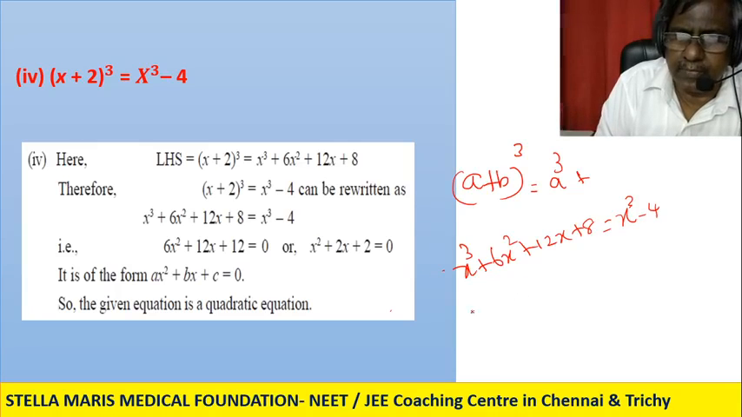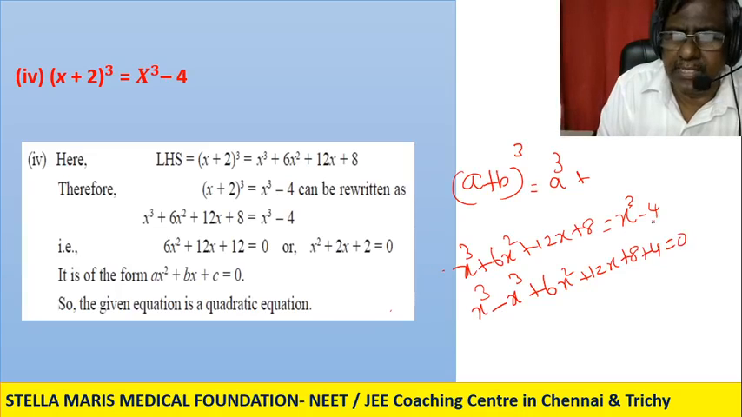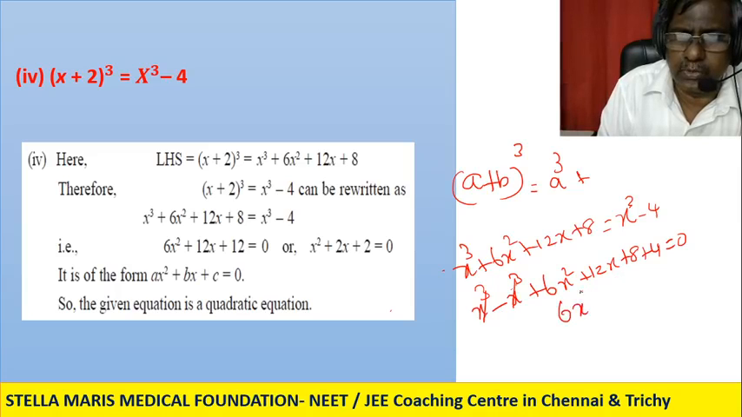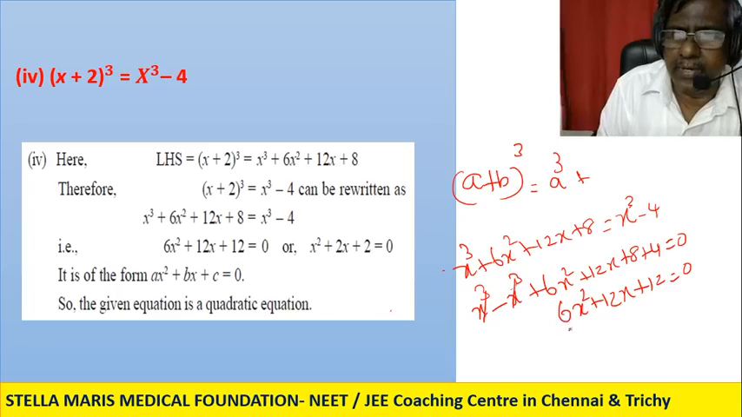So bring all the numbers here. That will be x cube minus x cube, then plus 6x square plus 12x plus 8 plus 4 is equal to 0. So I'm bringing this x cube and minus 4 to this side. So now this x cube will get cancelled. Then 6x square plus 12x plus 12 is equal to 0. 6 is common. So divide by 6, you will get x square plus 2x plus 2 is equal to 0.